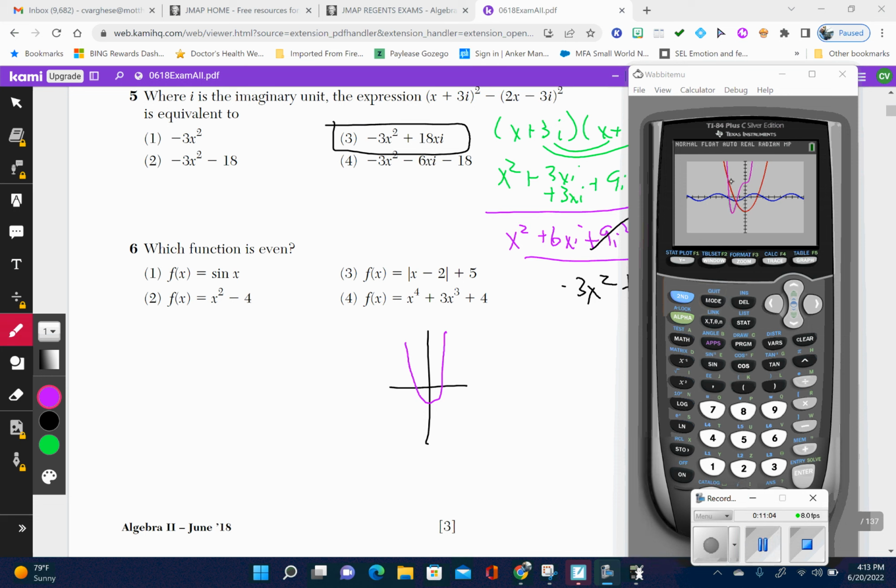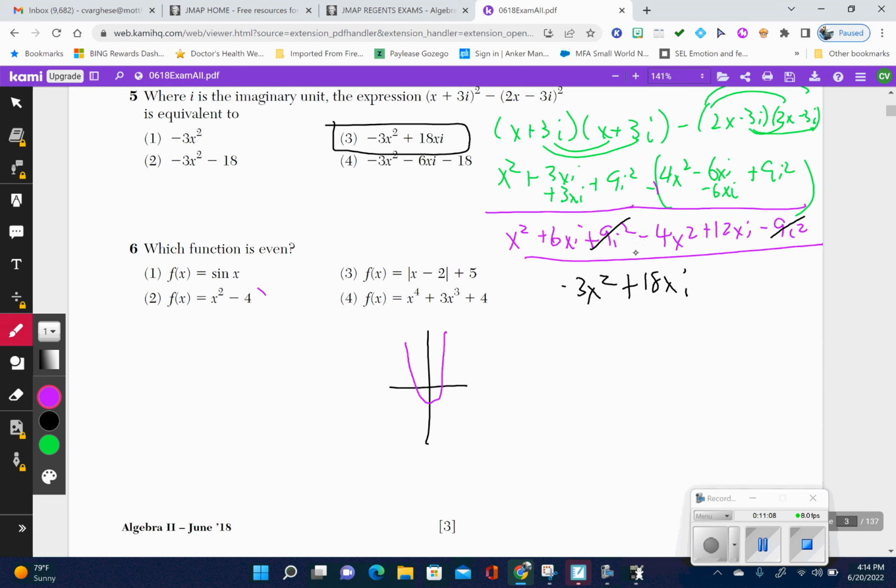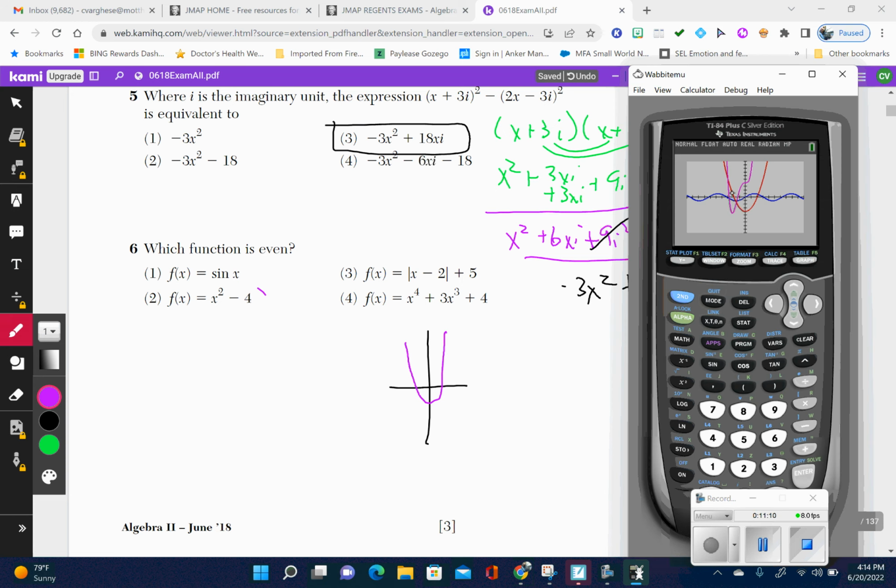It looks like it is going to be the red graph, which is x squared minus 4. But I'll prove that to you in a second. And the last one right here is x to the fourth plus 3x to the third plus 4. Okay, so that is definitely not even, which means it's not reflected over the y-axis.